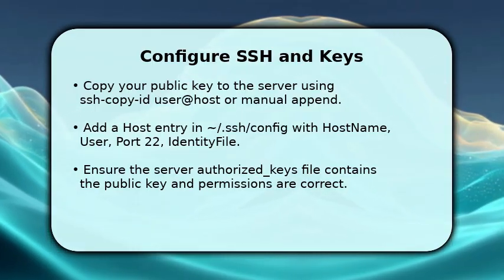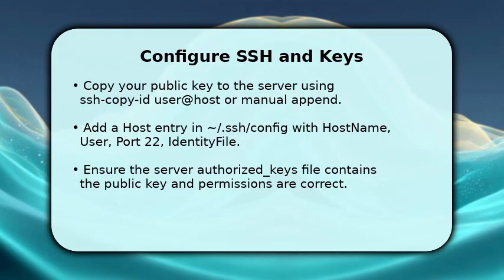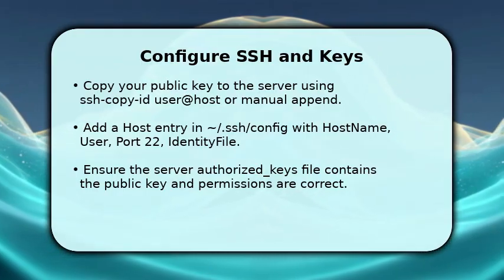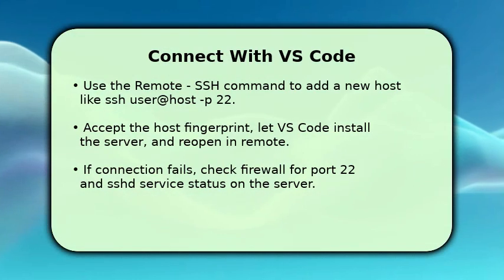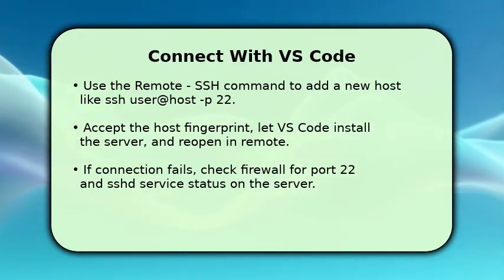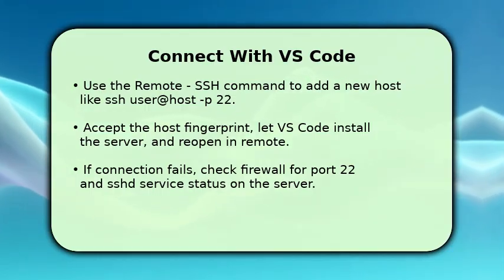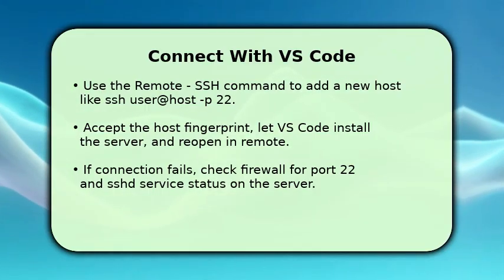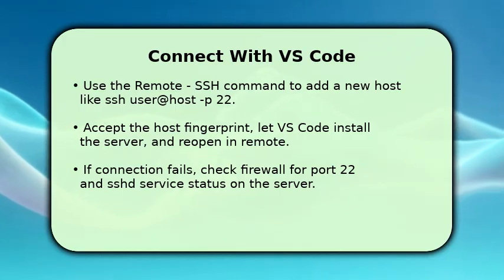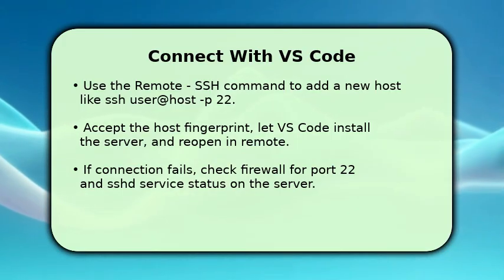Test this alias by opening Visual Studio Code and running the Remote-SSH: Add New SSH Host command. Enter the full command ssh user@host -p 22 or choose the host alias you added to ~/.ssh/config. Select the SSH config file when prompted, then initiate Connect to Host in New Window from the Remote Explorer.